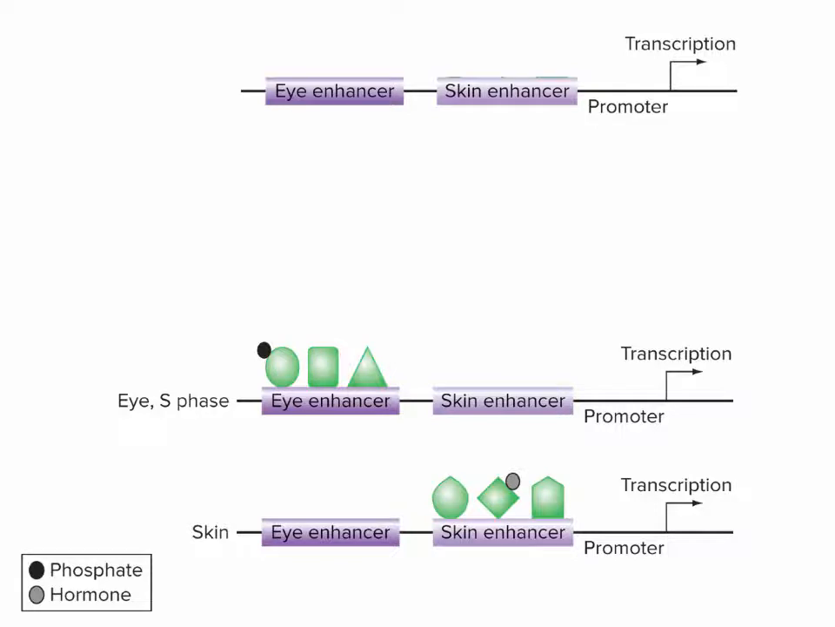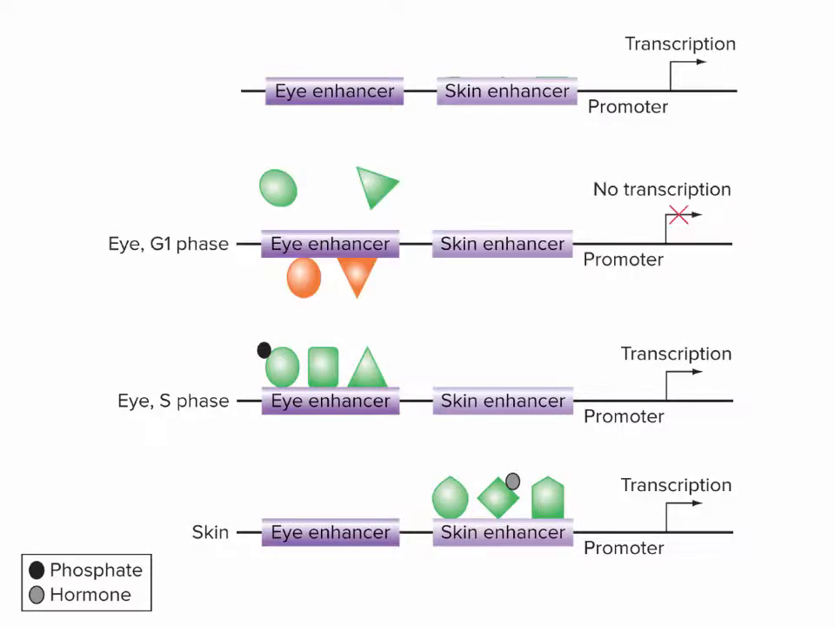Transcription does not occur in the eye during G1 phase of the cell cycle, for example, because one of the activators is not expressed. Another one of the activators is not phosphorylated, and so it cannot bind the enhancer, and two indirect repressors interfere with activator binding.